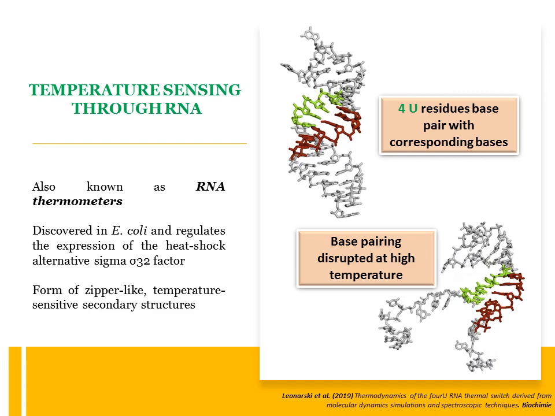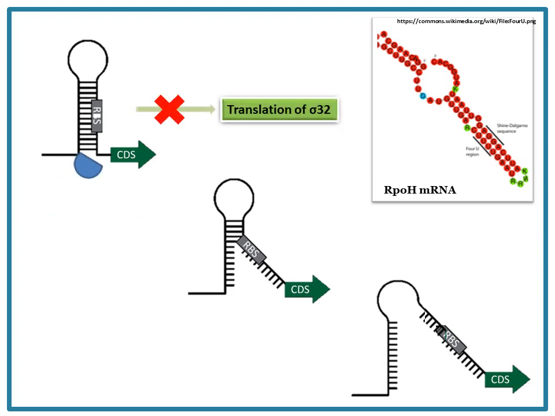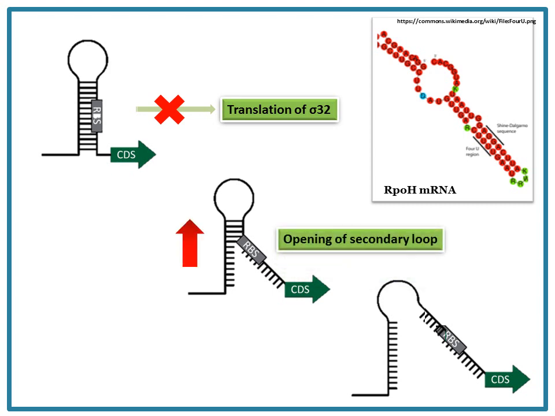include the coding sequences. With loop formation, obviously the ribosomes cannot access the ribosome binding site, that is the Shine-Dalgarno sequence. So in that case, the translation of sigma 32 is not permitted. These things occur at the non-permissive temperature. So under normal conditions, when the temperatures are optimum, the translation of sigma 32 protein, the transcription factor, is restricted.